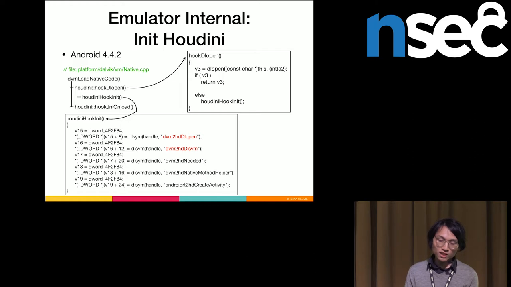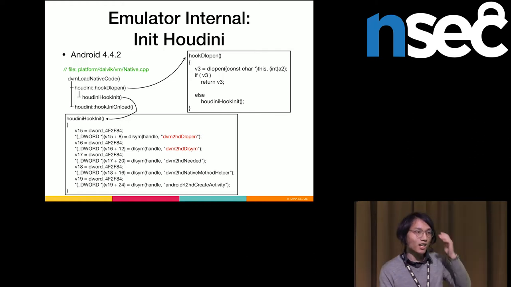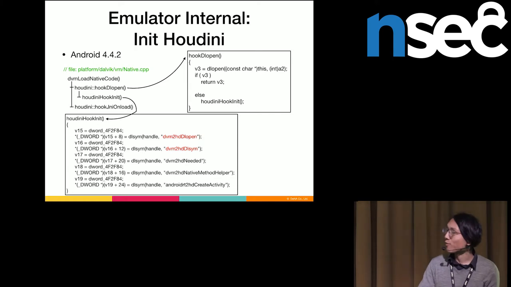Houdini's dlopen is marked as red. Its name is dvm2hd_dlopen, and there is also a similar function for dlsym called dvm2hd_dlsym, and these functions are registered in Houdini hook init. This is basically how Houdini is initialized in emulators.